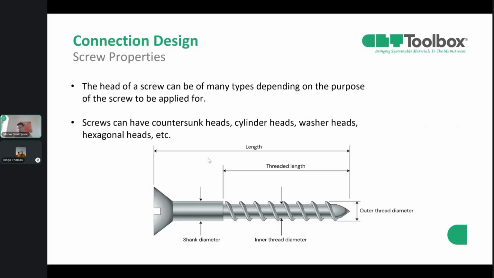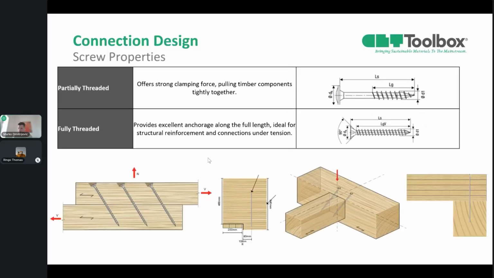Also, washer heads, for instance, have higher head diameters, and they're preferable for clamping two members together, while cylinder heads have a smaller head diameter, and they're preferable if the screws are to be drilled below the surface of the timber member. So practically each type of head is preferable for a certain type of connection.